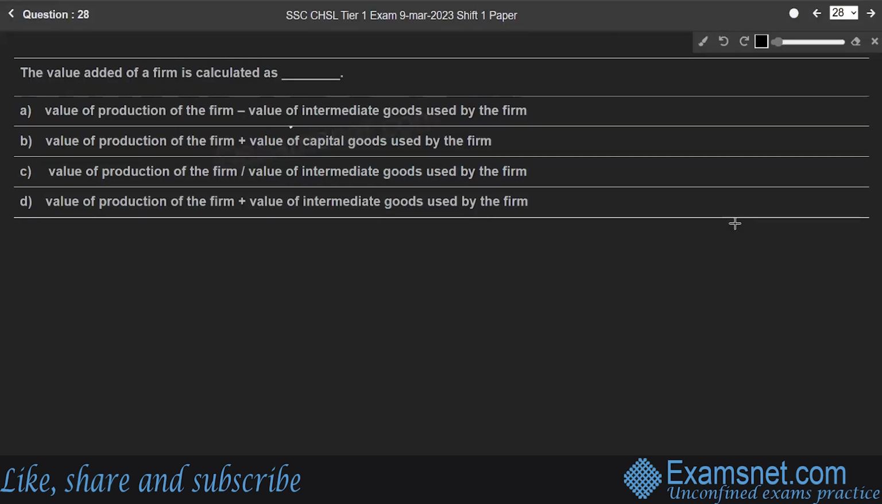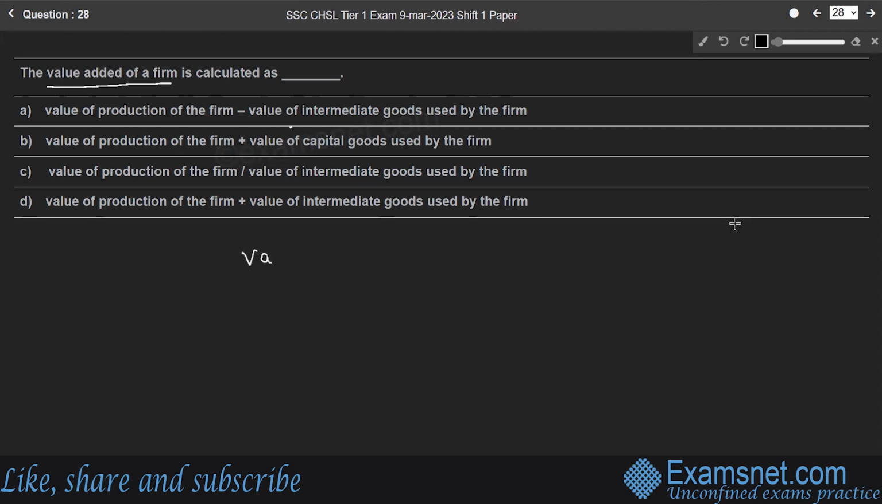Question 28. The value added of a firm is calculated as. Here, value added describes the value that a company adds to a raw material or intermediate goods during the production process. So the difference between the value of output and the value of intermediate products is used to calculate the national income using the value added method.